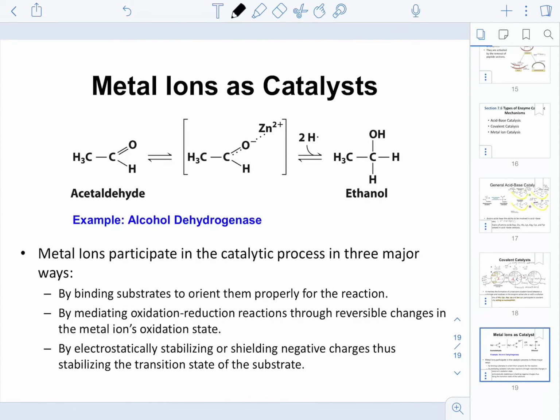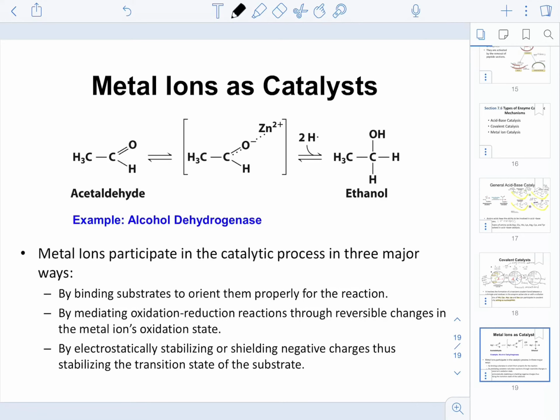The last type of catalysis that you need to be familiar with is metal ions as catalysts. Understand that metal ions participate in the catalytic process in three major ways. The first way is that they bind the substrates in order to properly orient them in the reaction. They also mediate oxidation-reduction reactions through reversible changes in the metal ion's oxidation state. Lastly, they electrostatically stabilize, or at times shield, negative charges. So they stabilize the transition state of the substrate.